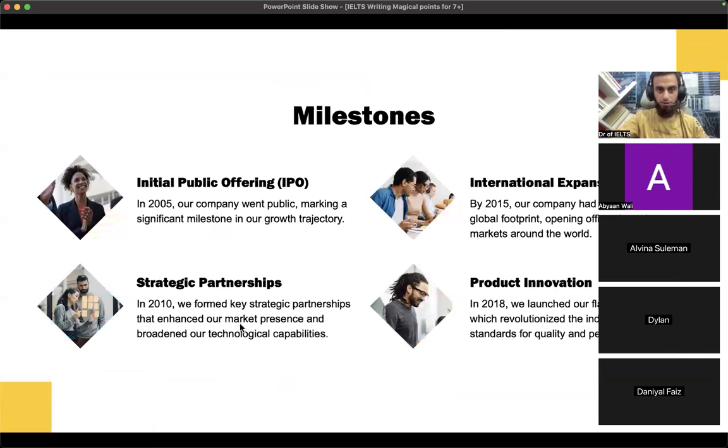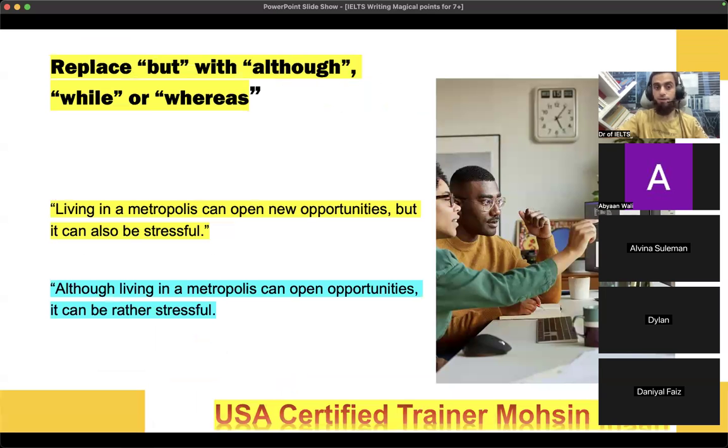I think one last point we are left with, and then we come to some words to be replaced, which are quite interesting. One word we already walked through, the first point if you remember: we replace but with while, and here we can also replace it with although and whereas. To avoid but, we can use although, whereas, and while to make it sound more professional, formal, advanced, and 7 plus.